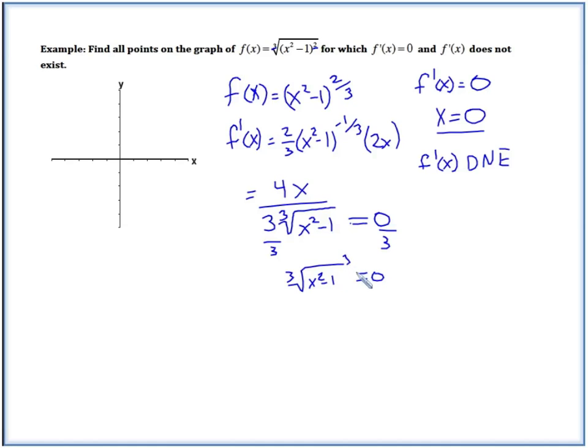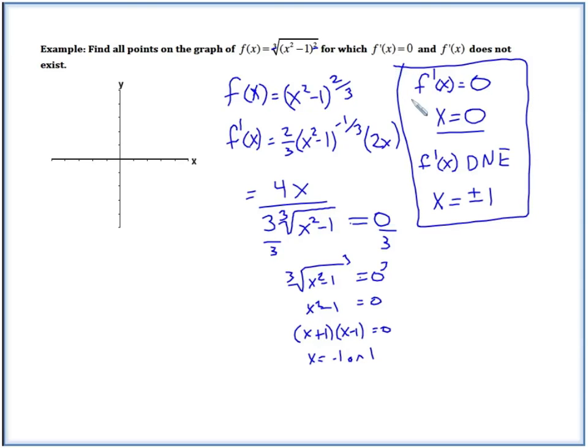So we can cube this function. Cubing 0 doesn't do anything. Now we have x squared minus 1, and we can factor it. X plus 1, x minus 1. And so we know that x equals negative 1 or 1 will give us an undefined derivative. So the derivative does not exist when x equals plus or minus 1.